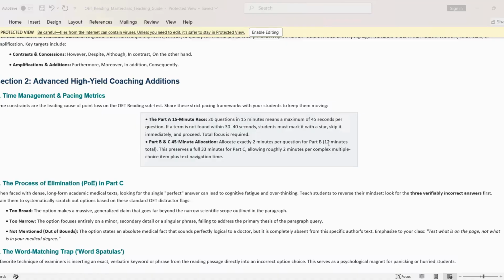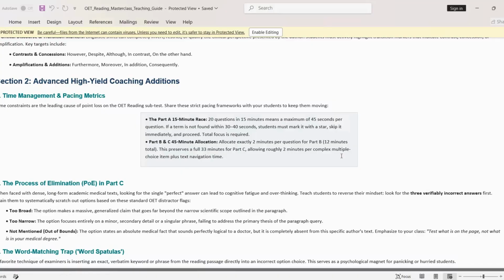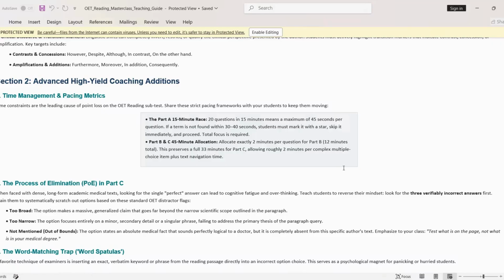the strategies to solve the reading test, and we were discussing time management. So it is a very, very important part of the reading test. We have to train our mind to complete our task within the requested time frame. So for part A, we have 15 minutes and a total of 20 questions in 15 minutes. So it means a maximum of 45 seconds per question.